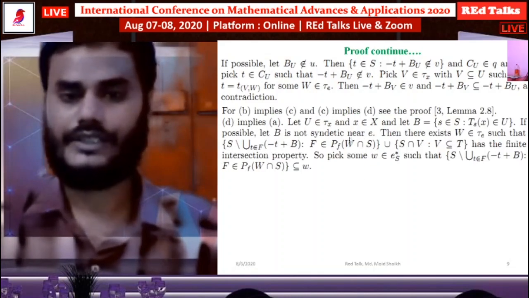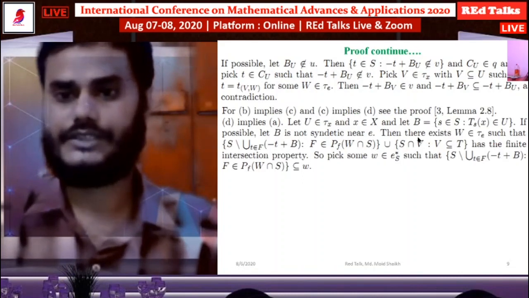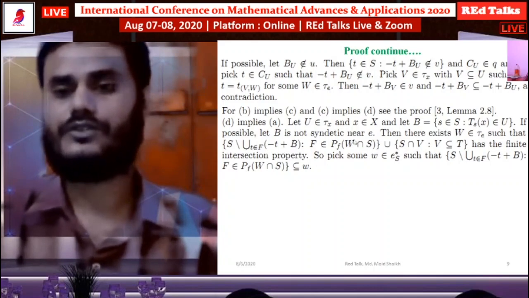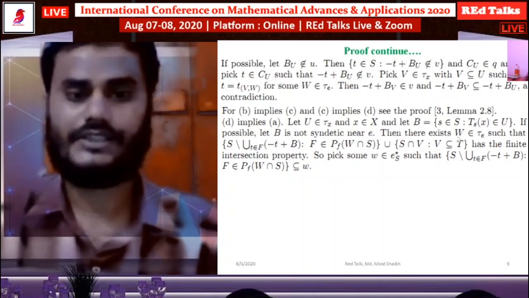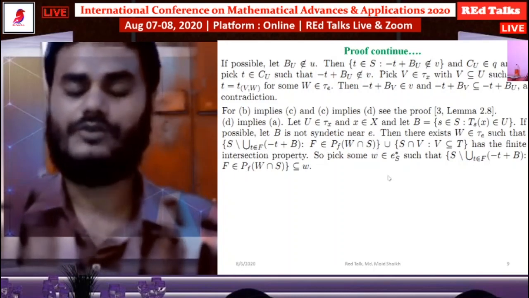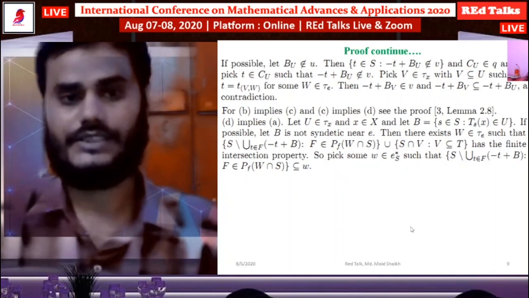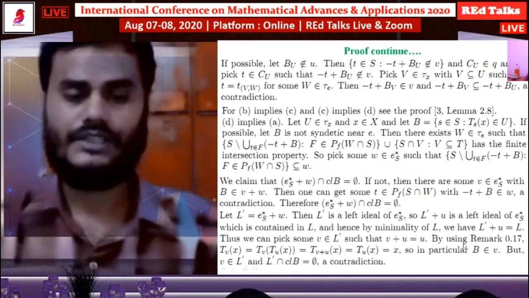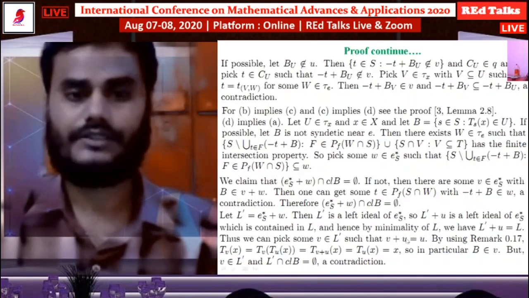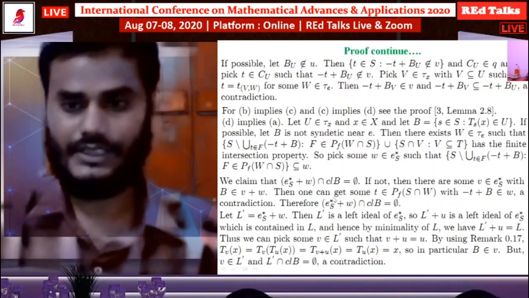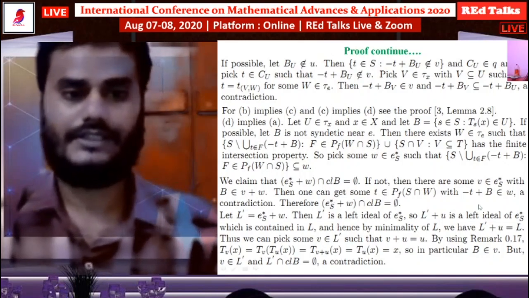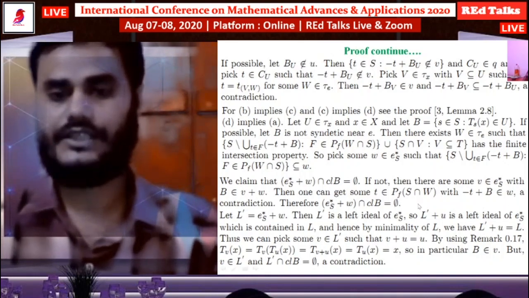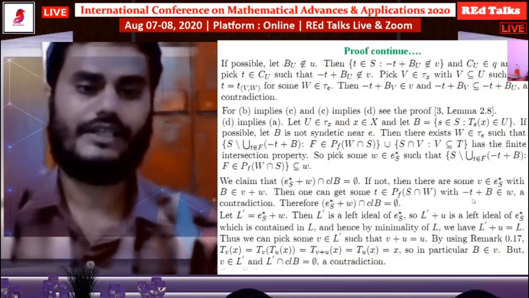For implication B to C, C to D, the proof of this is left, and D implies A. Let U belongs to tau X and x belongs to U, let B be equal to this set. If possible, let B is not syndetic, then there exists W belongs to tau E such that this set has the finite intersection property. So pick some p belongs to E S star such that this is contained in W. We claim that E star S plus W intersection closure of B is equal to empty. If not, then there is some V belongs to star S such that this. So one can get some t belongs to S intersection W such that minus t plus B belongs to W, a contradiction.